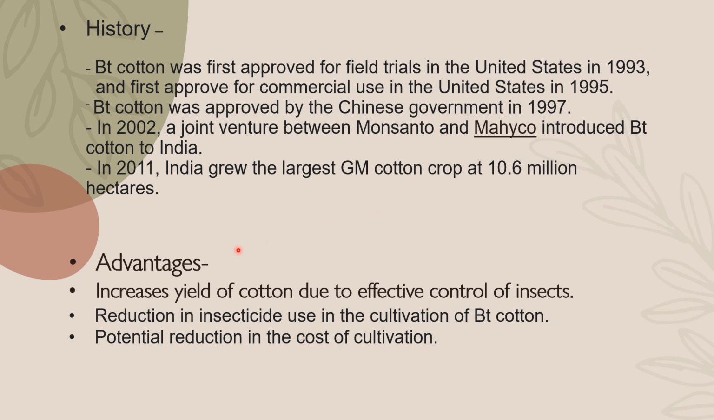Then if we talk about the advantages of Bt cotton, it increases the yield of cotton due to effective control of insects. Also, it leads to a reduction in insecticide use in the cultivation of Bt cotton, as the plant itself becomes insect resistant and can kill insects. Thus, use of chemical insecticide is reduced, which ultimately leads to a potential reduction in the cost of cultivation. So this is all about the advantages of Bt cotton.